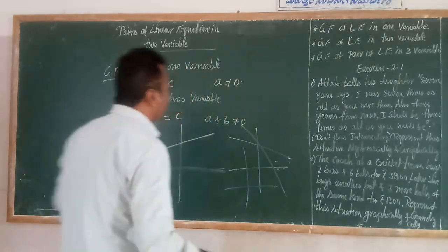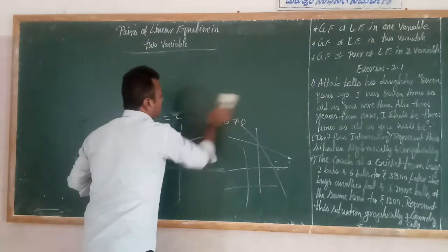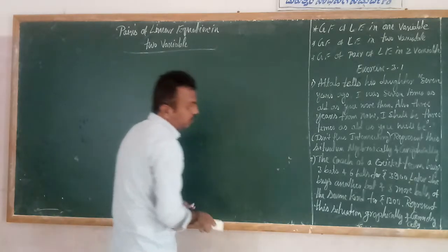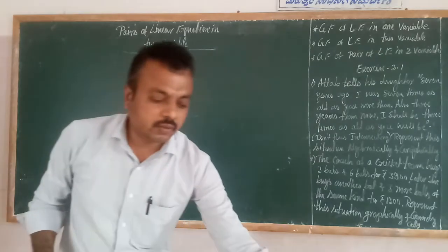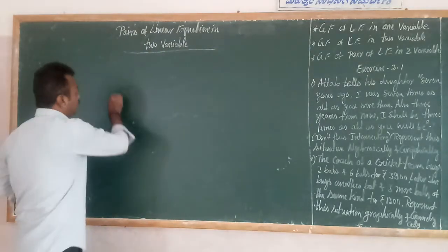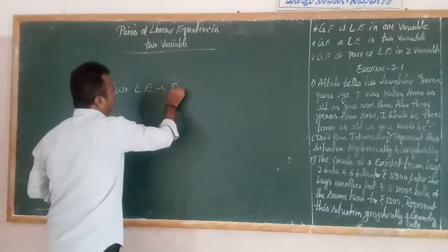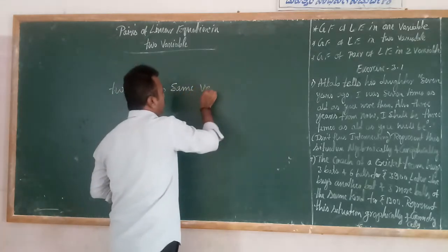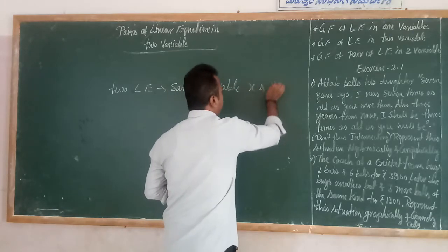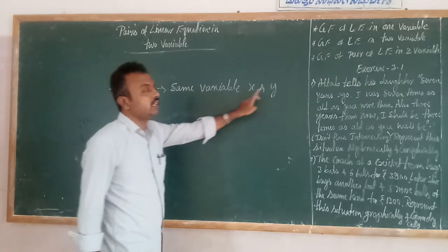Like that, pair of linear equations in two variables. What do you mean by pair of linear equations in two variables? See students, pair means how much? Yes, pair means 2. Correct? So in that, two linear equations are in the same variables. What are the same variables? Anything, x and y. So the two linear equations are in the same variables x and y.